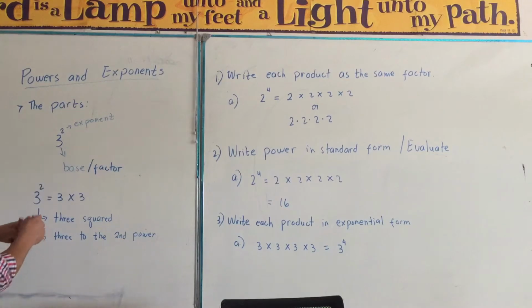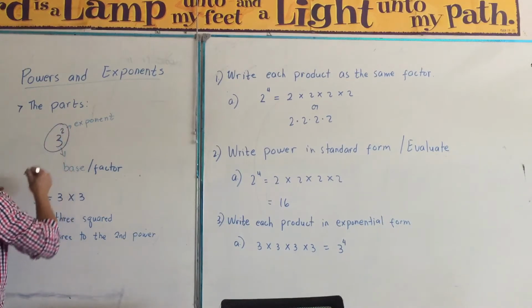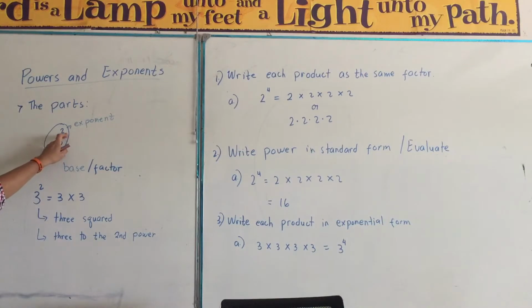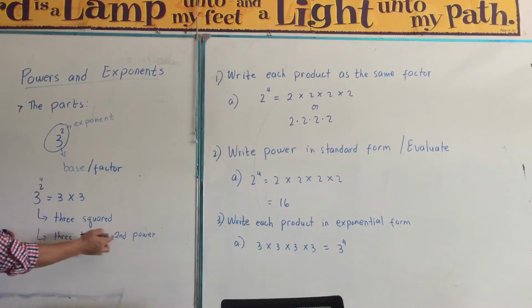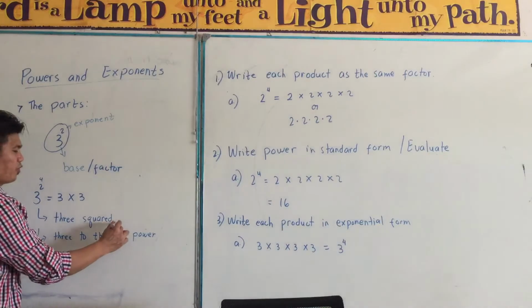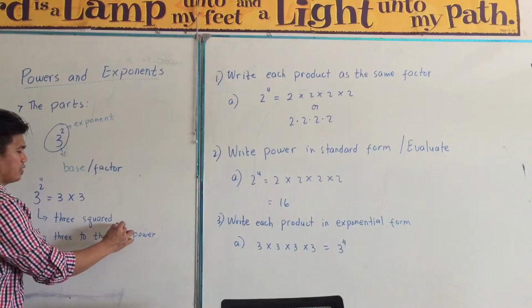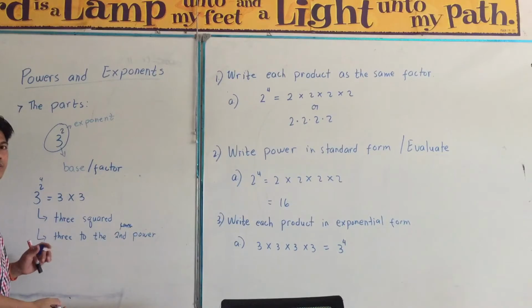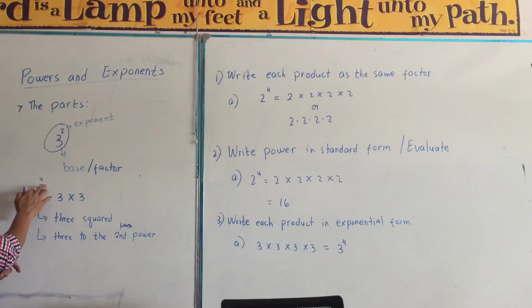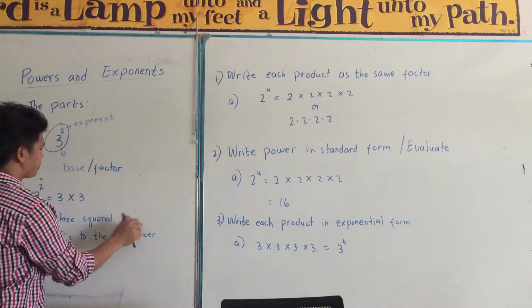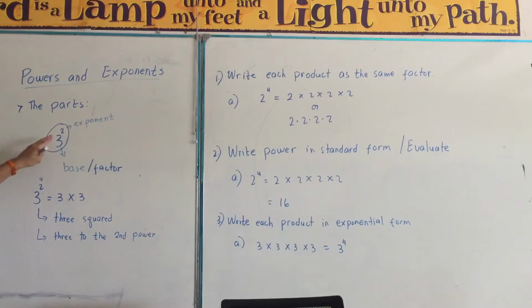So for example, this is 3 squared, or 3 to the second power. Whatever number is here, you can name it here. So if this is 4, then you can write 3 to the fourth power. This one symbolizes or represents the exponent. So that is 3 squared.